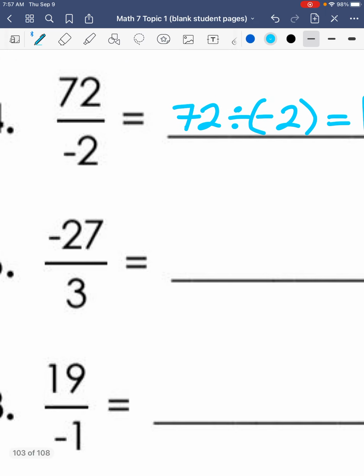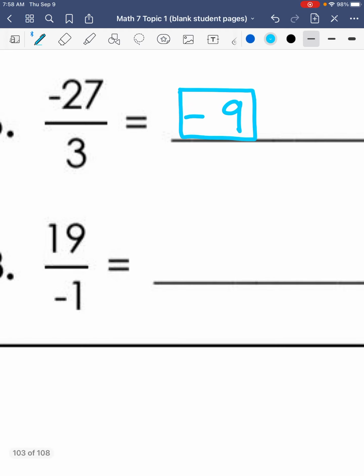Okay, we've got this one right here, negative 27 divided by 3. So the signs are different, so my answer has to be negative, and it's going to be negative 9. And finally, I have 19 divided by negative 1. That 1 would not change my answer, but because it's negative, it is going to change the sign of my 19. So my answer is going to be negative 19.